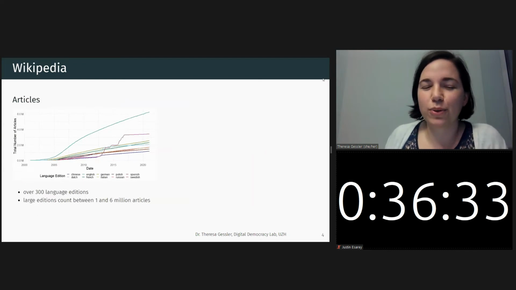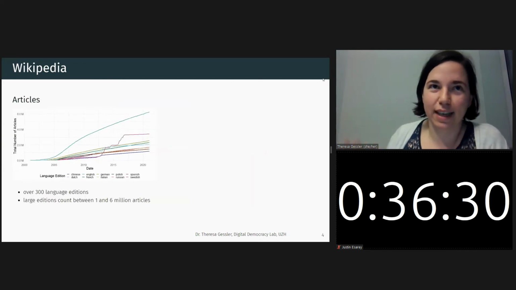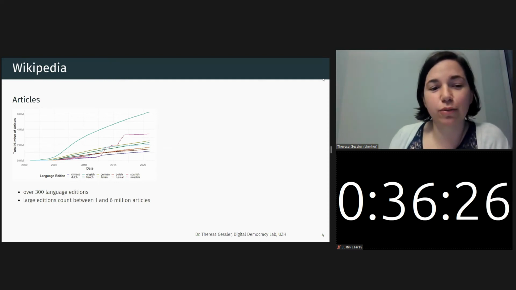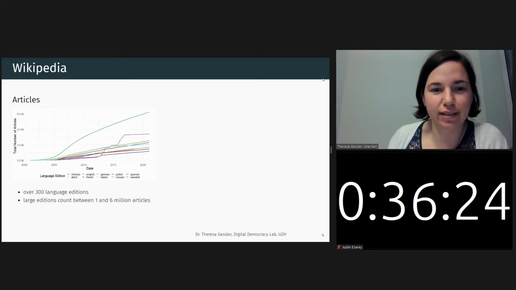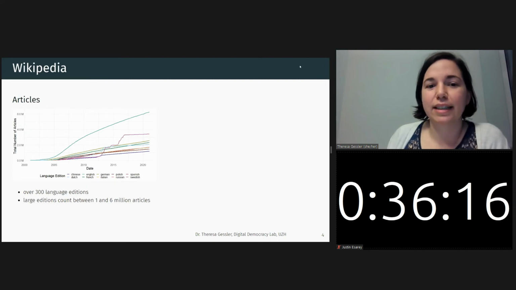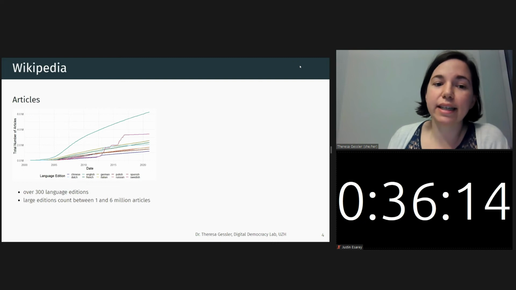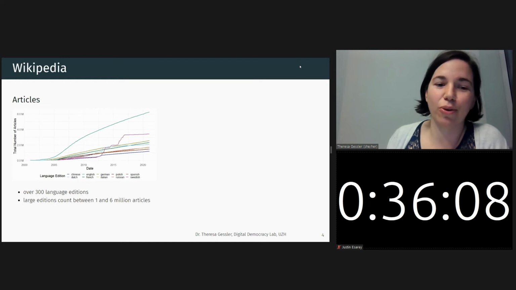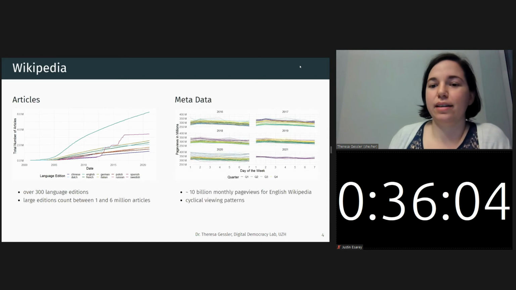To give you a few numbers on that, and then I'm done with the part that you probably already know. Wikipedia has over 300 language editions. I've plotted the development over time in article numbers for some of the most important ones, just to give you an overview that English is really the most important language edition, but other language editions are also growing, and many of them have over 1 million articles.